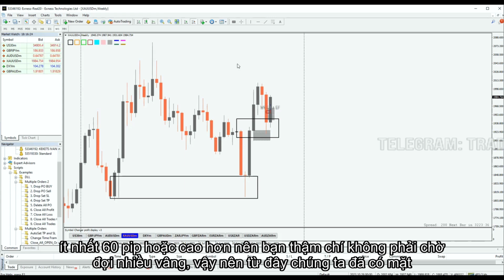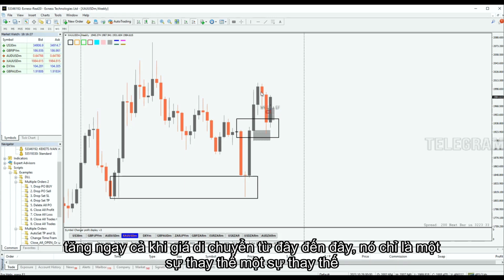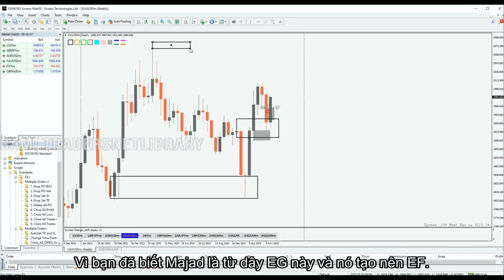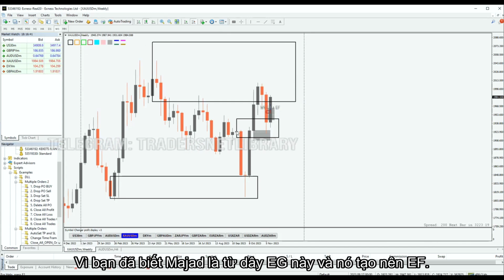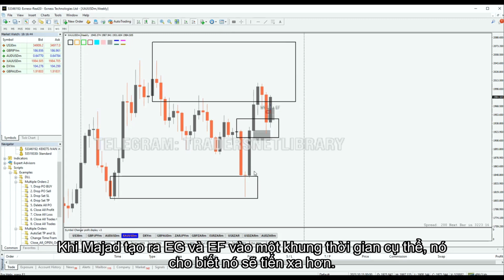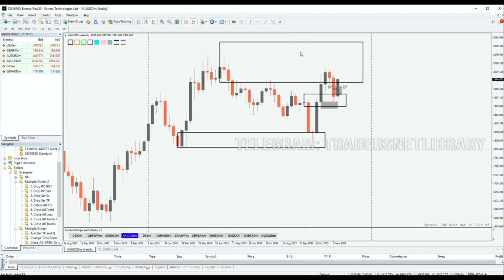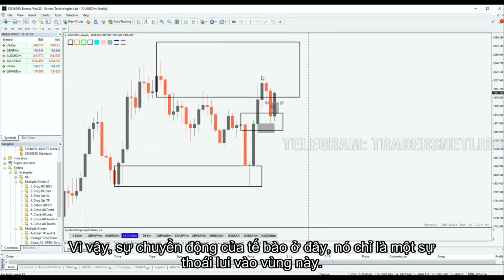So from here, we were bullish. Even when the price was moving from here to here, it was just a replacement, because we already know the market is from this EG buy and it made EF. Once the market makes EG and EF on a particular time frame, it will go further. So this sell movement here was just a replacement into this zone.